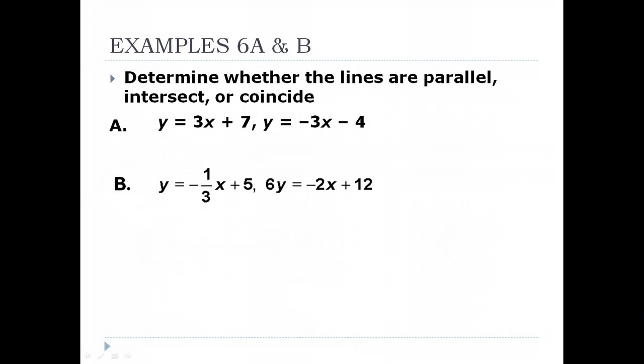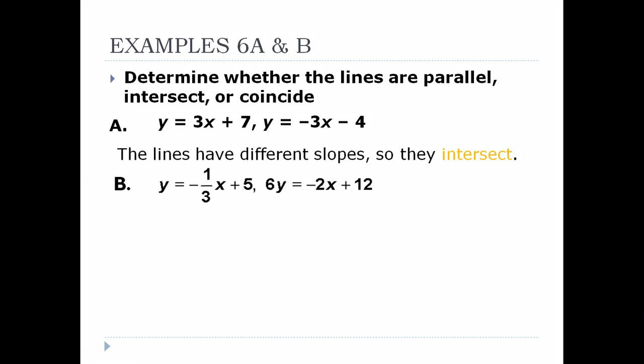Let's determine if the lines are parallel, intersect, or coincide. On top, we have two lines, y equals 3x plus 7, and y equals -3x minus 4. Well, let's just look at that. We have 3x and -3x. The number's the same, but one is positive, one is negative. So these lines intersect.